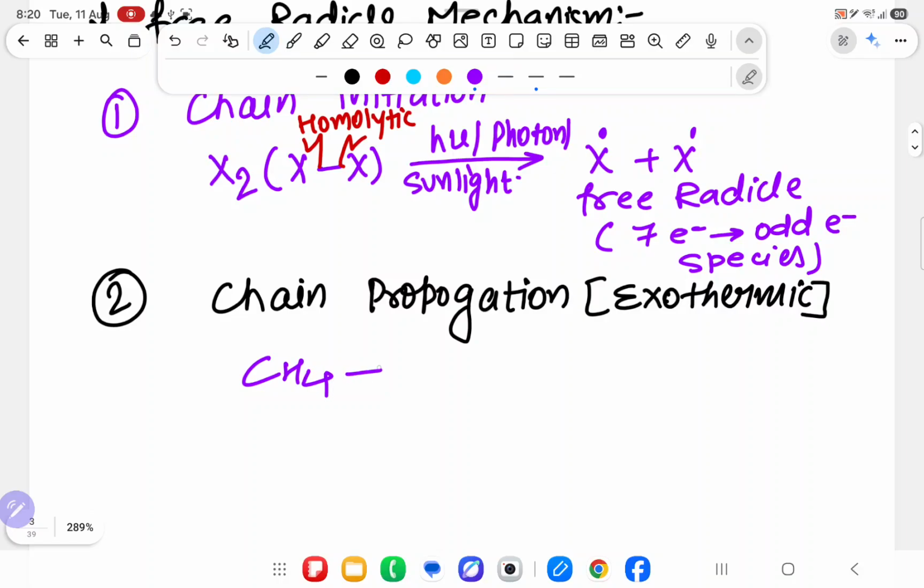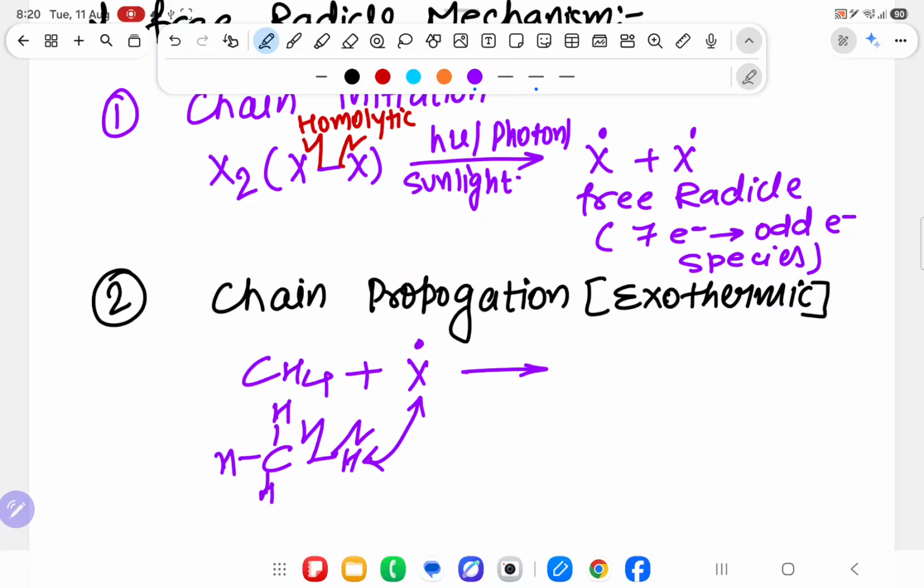Suppose we have CH4 and a free radical, X dot. What will happen? One hydrogen from CH4 will go to the free radical, because hydrogen is more stable with chlorine or bromine or iodine than with carbon. Because of that you will get CH3 dot, and the halogen dot and hydrogen dot will form HX.